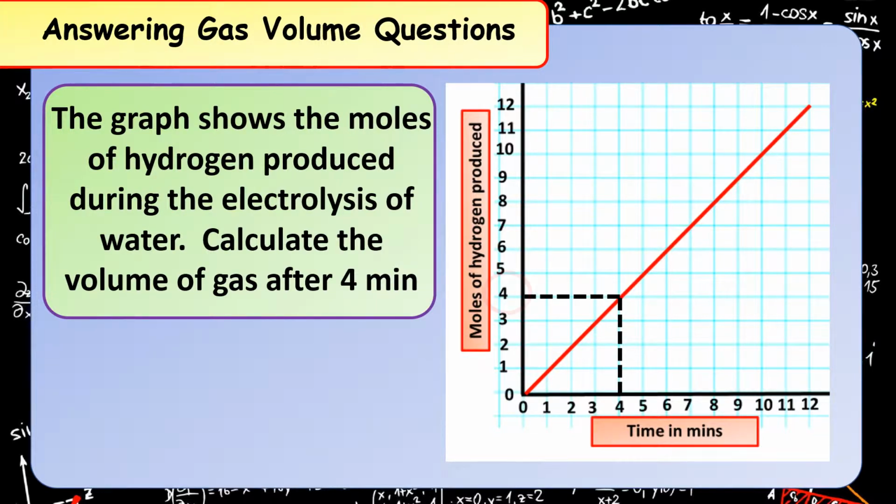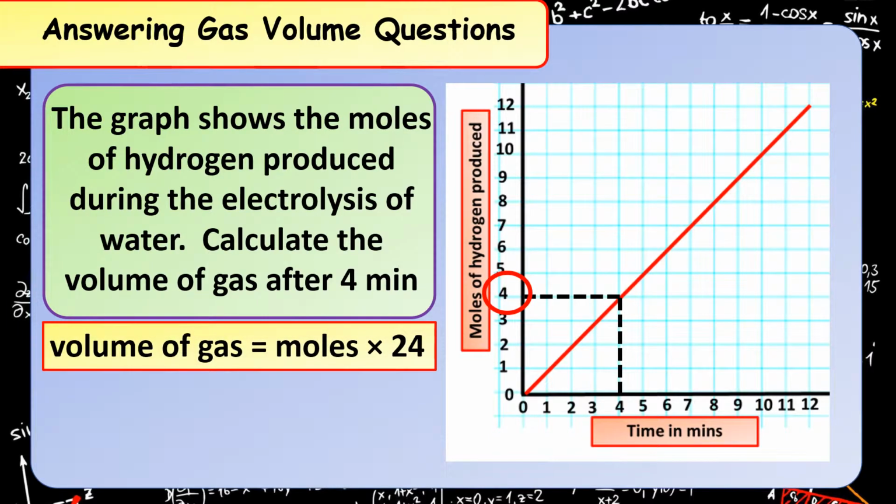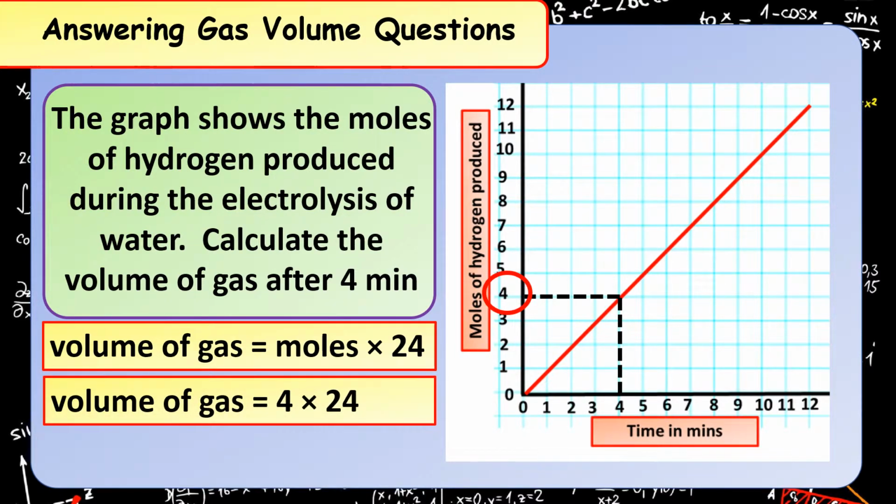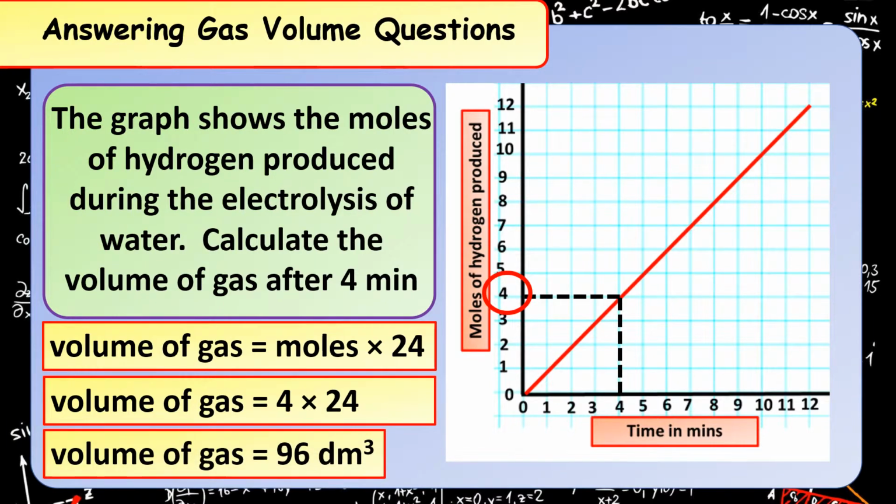The second part of the answer comes from using your equation to work out the volume of gas. So you need to remember that the volume of gas is equal to the number of moles times by 24. That 24 is technically 24 decimeter cubes. So in this example, we'll go 4 moles. For the 4 moles that we've just read off of our graph, times that by 24 to give us a final answer of 96 decimeter cubes worth of gas.